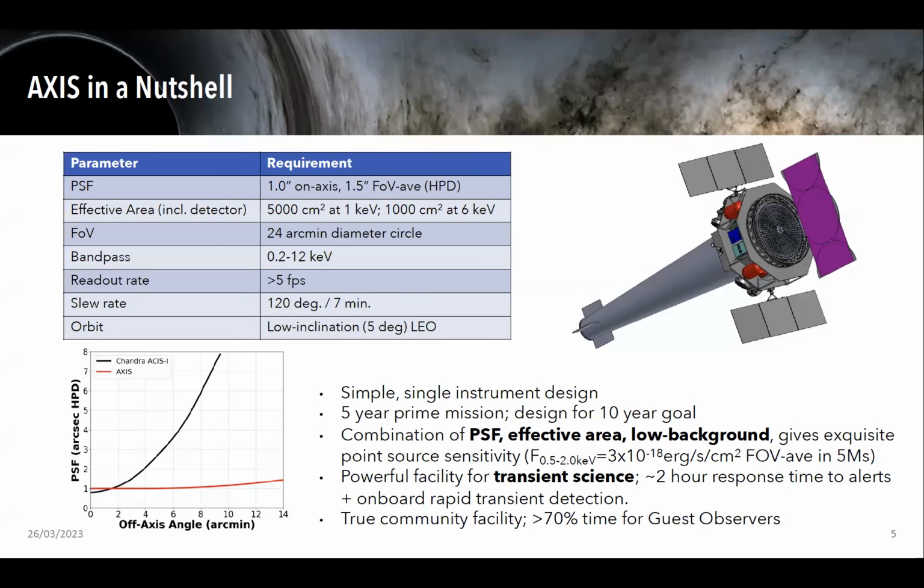So in a nutshell, what is Axis? Axis is a high resolution, so a 1 arc-second class, large collecting area, large field of view X-ray mission. So these are the basic parameters of Axis here. 1 arc-second resolution on axis, and 1.5 arc-second resolution field of view average, with 5,000 square centimeters. To put that in context, that's 10 times the collecting area of Chandra when Chandra was launched. And of course, Chandra has had contamination degradation since that point.